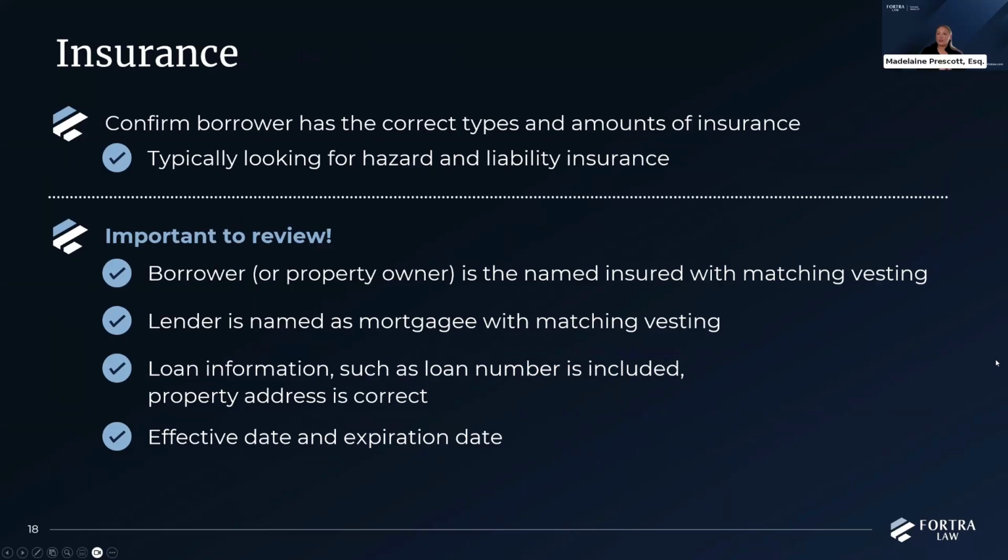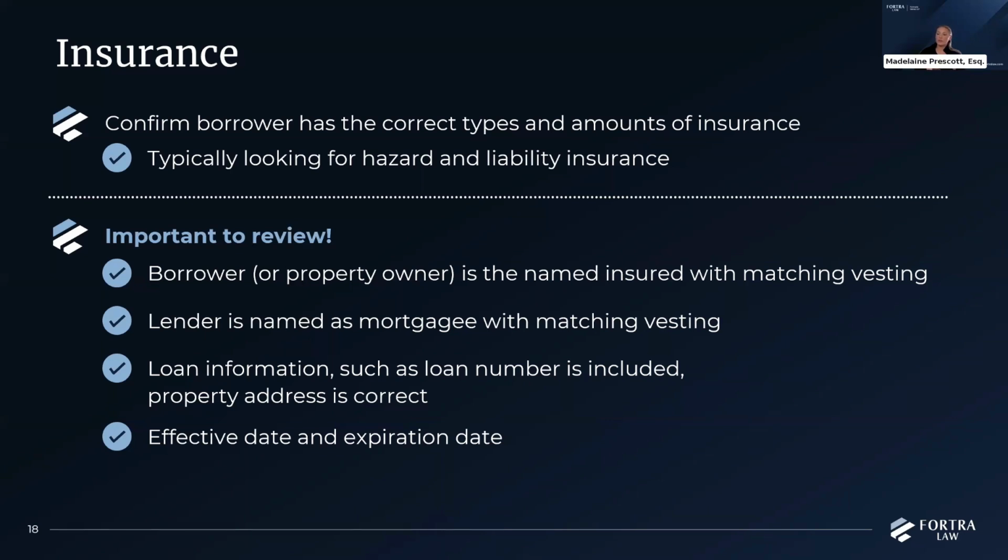Insurance. So this one comes from your borrower. You'll reach out to them and say, hey, we need a copy of your insurance policies. Usually this is going to be hazard and liability insurance. If you are requiring other insurance policies, you would want to make sure to review those as well. But typically what we see is just hazard and liability insurance. And you want to confirm that your borrower has the correct types and the correct amounts.